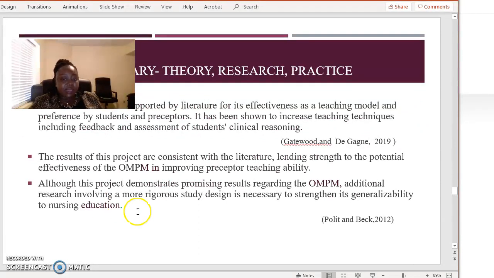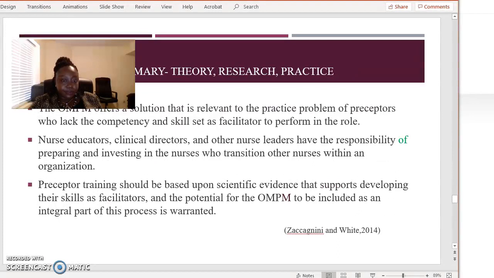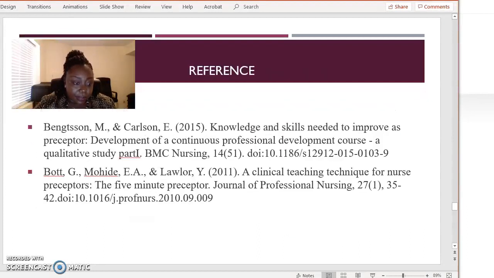It's also supported by the literature. It's evidence-based and it brings out great improvements in the clinical settings. It offers a solution that is relevant to the practice problem of preceptors who lack competency. Nurse educators, clinical directors, and other nurse leaders have the responsibility of preparing and investing in the nurses who transition other nurses within the organization. Indeed, the preceptor training is evidence-based and it comes out to be the best.